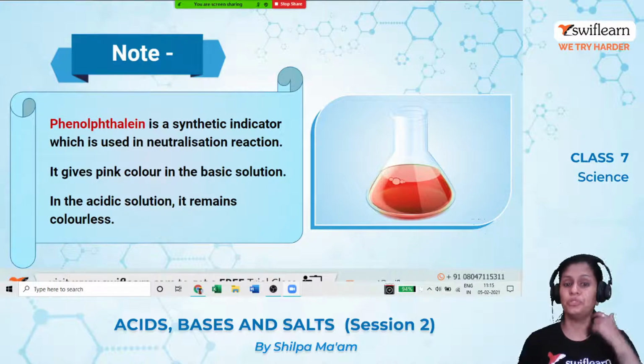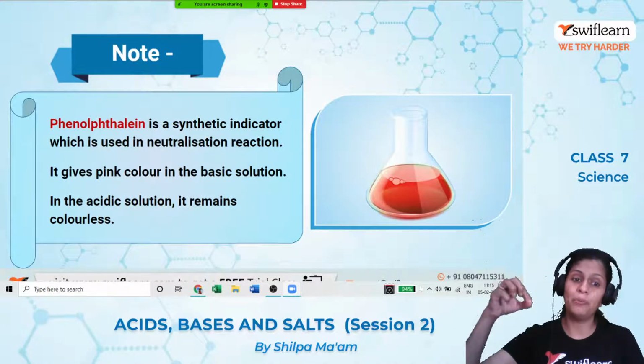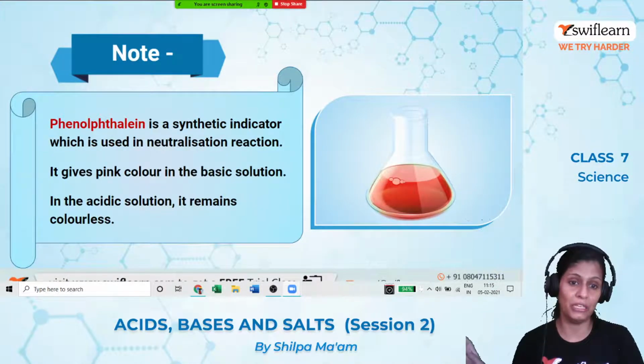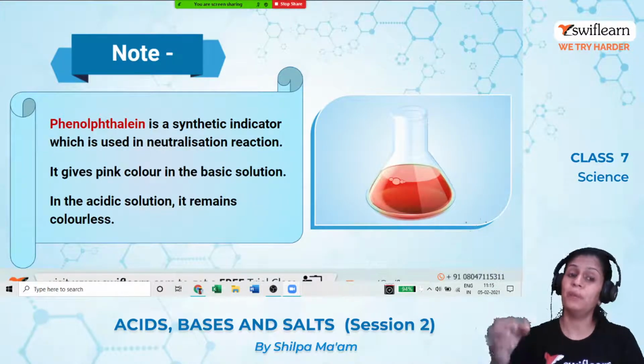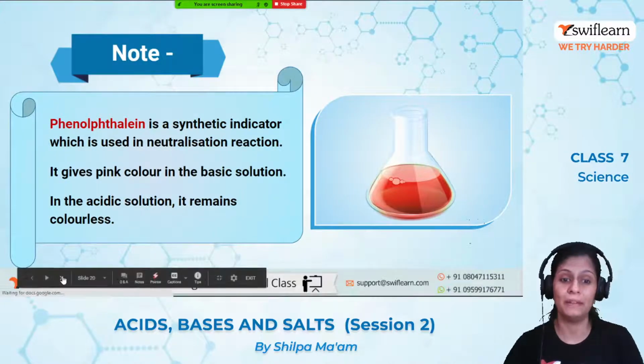What you have to do, you just have to put it in a dropper. Put that drop by drop in an acidic solution. The color of the acidic solution is not going to change. But if you put it drop by drop in a basic solution, what will happen? The color is going to change to pink.